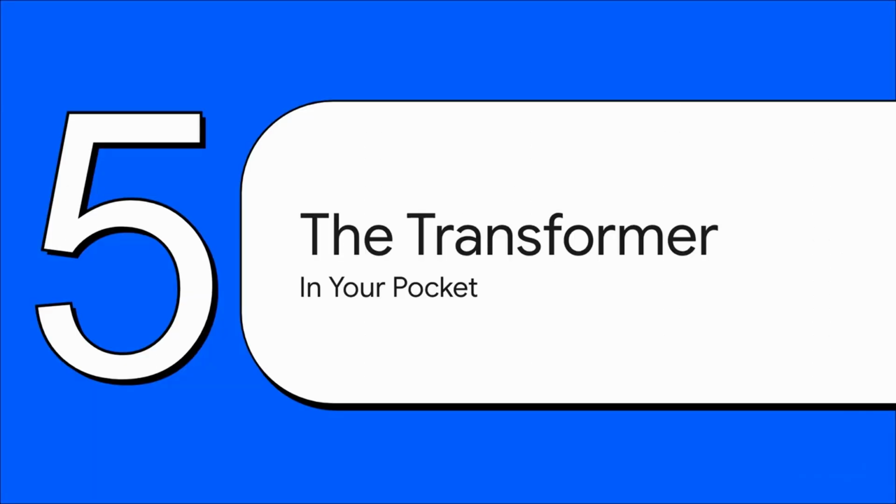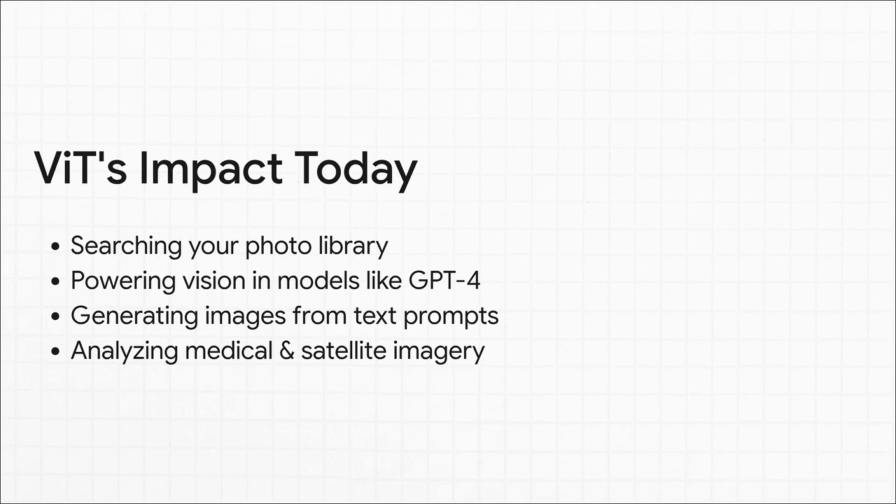So why does a research paper from a few years ago matter to you right now? Because that technology, that brilliant idea they stole from language AI, it isn't just sitting in a lab somewhere. It's probably in your pocket right now. The Vision Transformer is now the backbone for how so many of the AI tools we use every single day actually see the world. It's what's powering the search in your photo app. It's the vision in huge models like GPT-4 that can understand images you show them. And it's a key ingredient in text-to-image tools like Midjourney that create unbelievable art from just a few words.